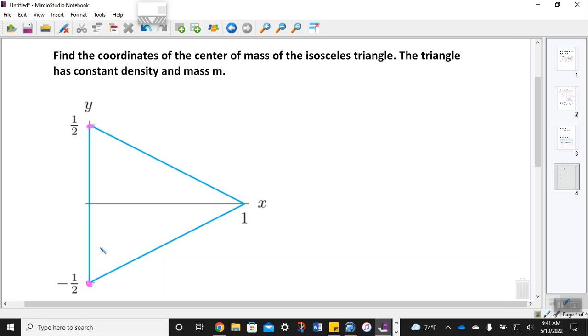Find the coordinates of the center of mass of the isosceles triangle. The triangle has constant density and mass m. Okay, so it's got a mass of m and a constant density. Guys, we're talking about a triangle. Does it look like the x-axis is an axis of symmetry? Isn't isosceles when two sides are equal, so this side right here I'll put a little tick mark.